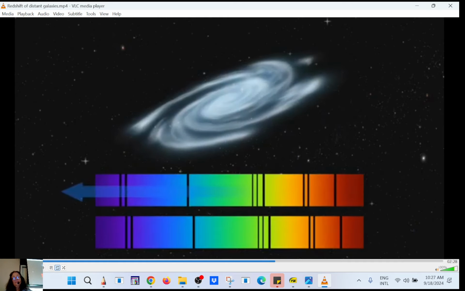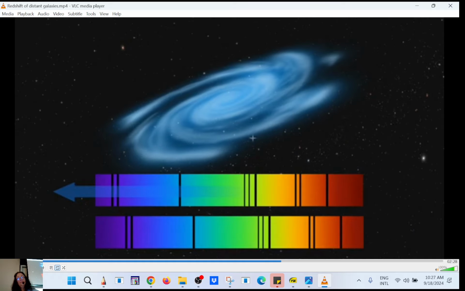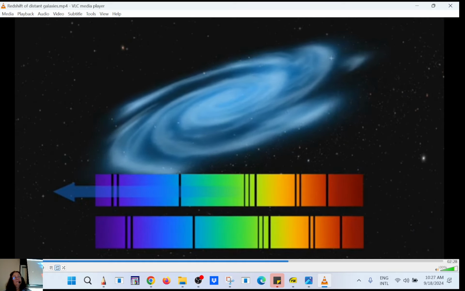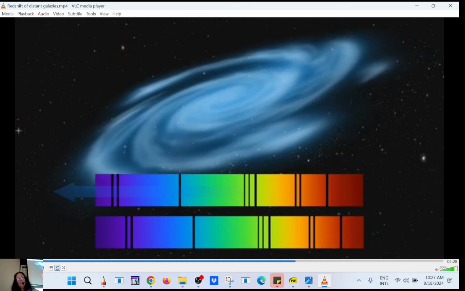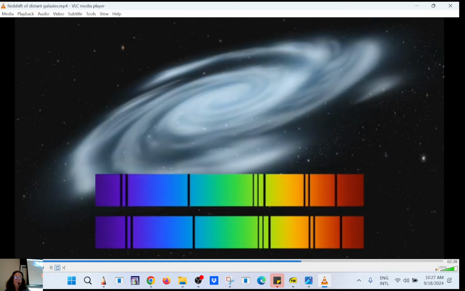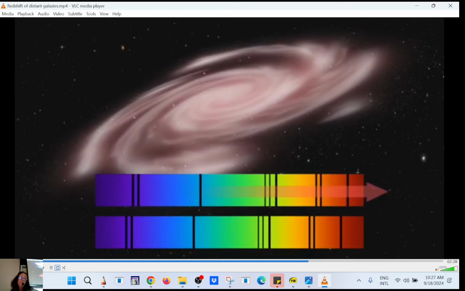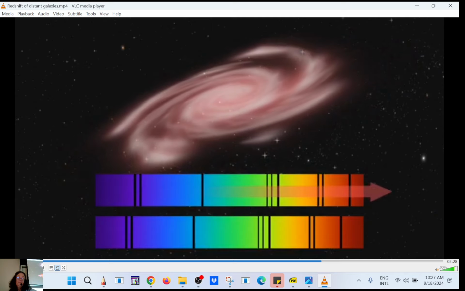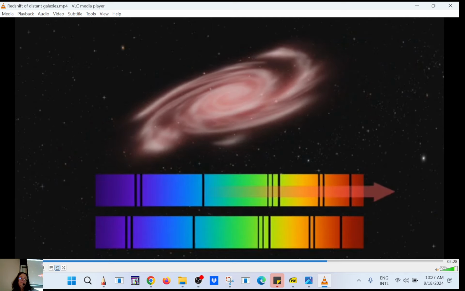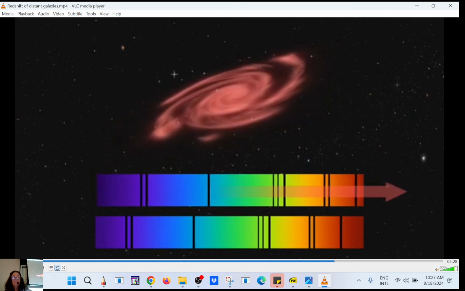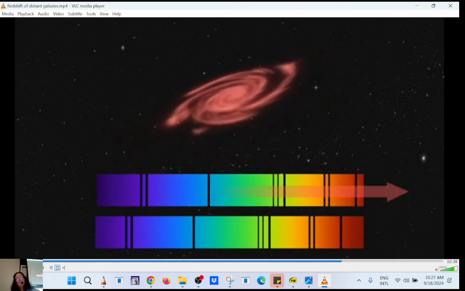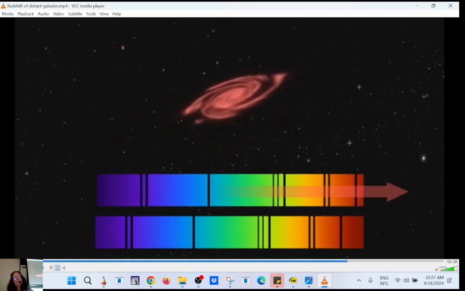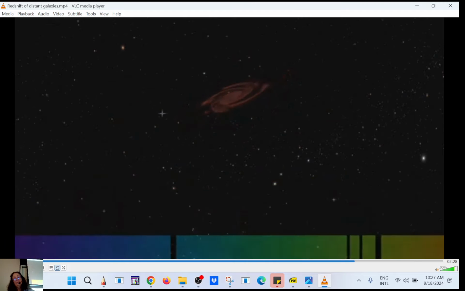If the galaxy was moving towards an observer on the Earth, the spectral lines would shift to the blue end of the spectrum. This is known as a blue shift. If the galaxy was moving away from an observer on the Earth, the spectral lines would shift to the red end of the spectrum. This is known as a redshift. The further the spectral lines are shifted, the faster the galaxy is moving away from the observer, and the further away the galaxy is from the Earth.